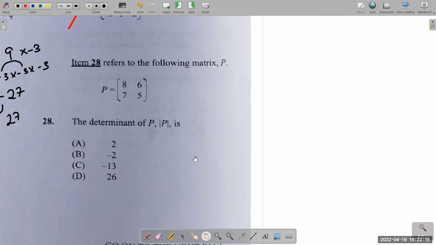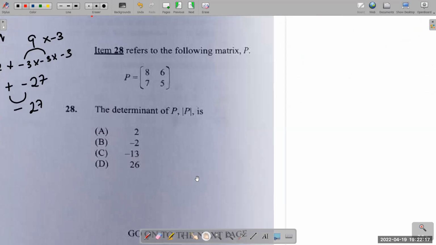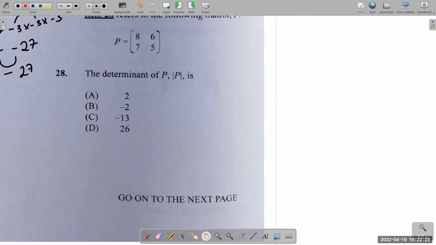I hope y'all are doing your matrix revision. We had an excellent revision class on matrices. I think I need to post it. I don't think I did. I will tonight. So if you need to revise it, please do.